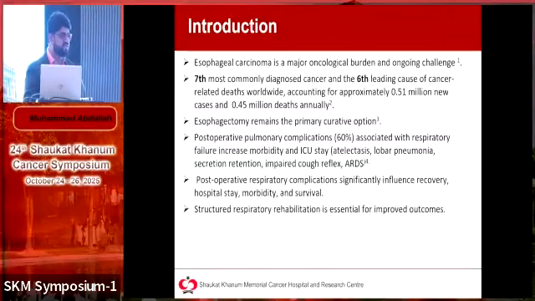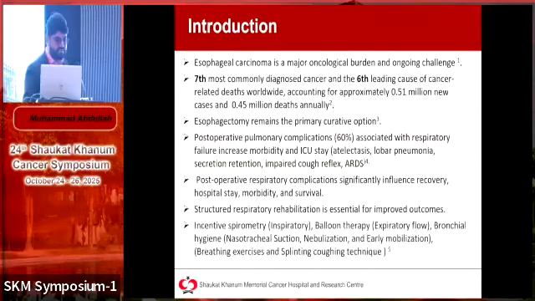What is structured respiratory therapy? It is given by trained respiratory physiologists or therapists. It includes inspiratory maneuvers, expiratory maneuvers, chest vibration, oscillatory therapy, and cough techniques, and other measures like nebulization, along with bronchial hygiene therapy.